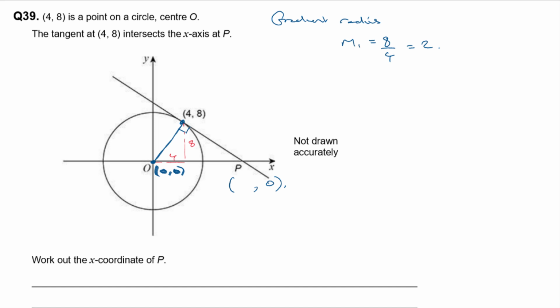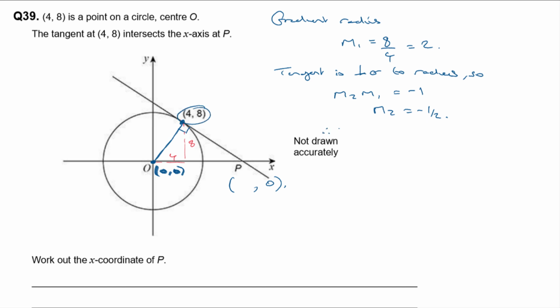Okay, so tangent is perpendicular to radius, so m2 times m1 is equal to minus 1, so m2 is going to be the negative reciprocal of 2, which is minus 1/2. Okay, so we know the gradient of our line going down to P now is a gradient of minus 1/2, and we know a point that it passes through, 4, 8.